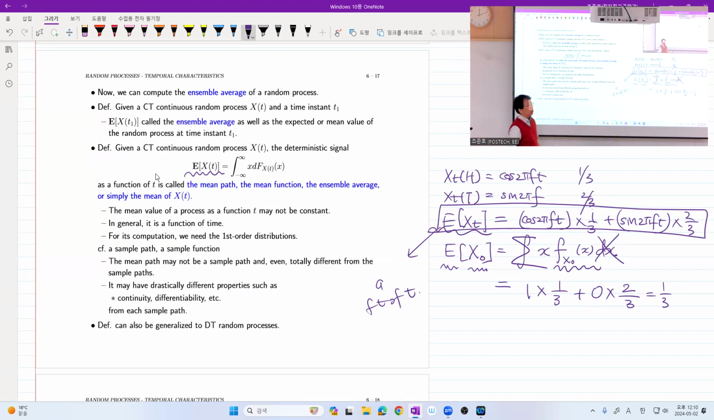And that name is called what? Ensemble average over random process. So it's a kind of average among these members in an ensemble. Or it's just called average process, or mean process, mean function, mean path. Simply mean of x of t. Got it? So whenever you have expected value of a random process, don't view the random process as a random process. Just fix t and try to view it as a random variable or random vector. Then you can recycle, reuse your previous definitions.